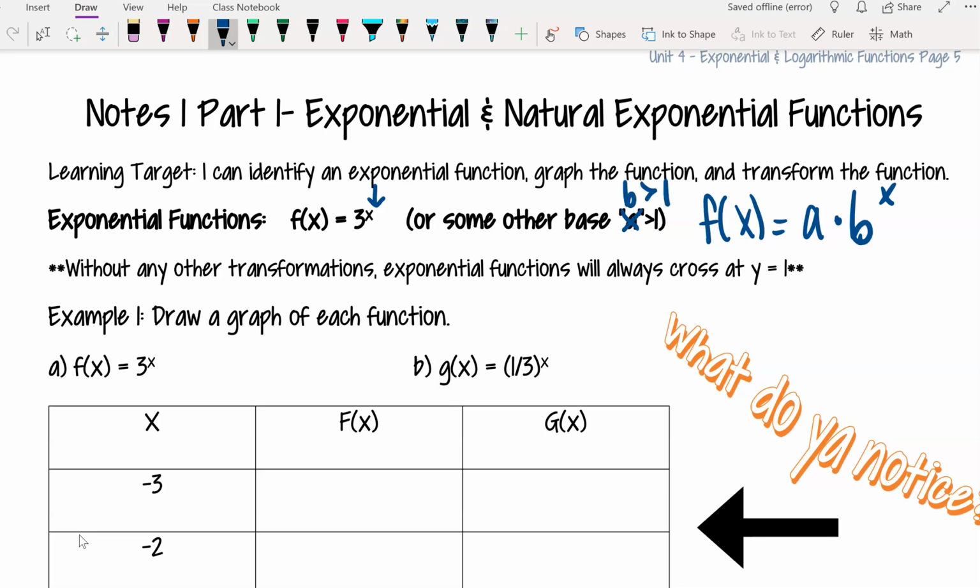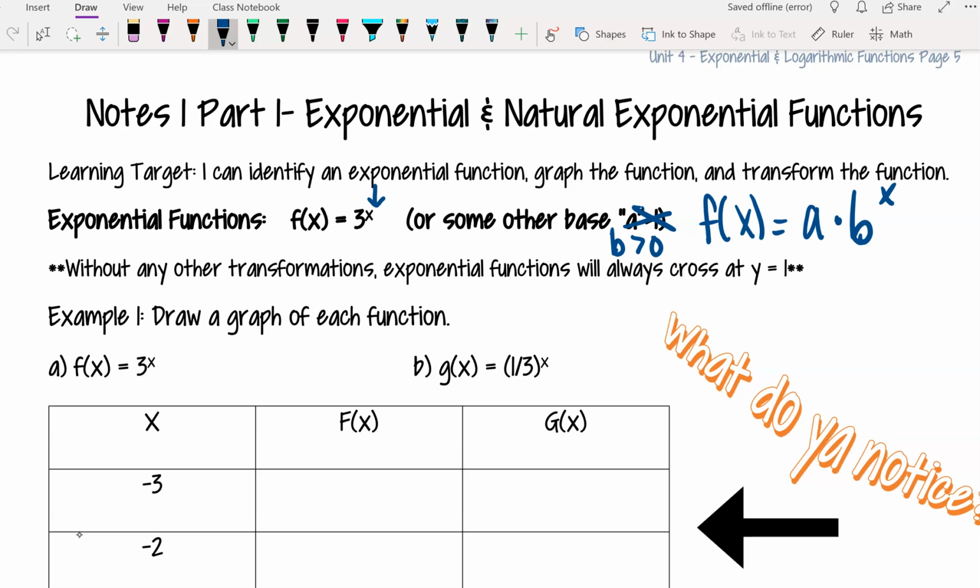The base b cannot be 1, okay? But your base b can be between 0 and 1, but it can't be 1, so I guess we should probably write b has to be greater than 0. Sorry about that. I'll make that change for next year.